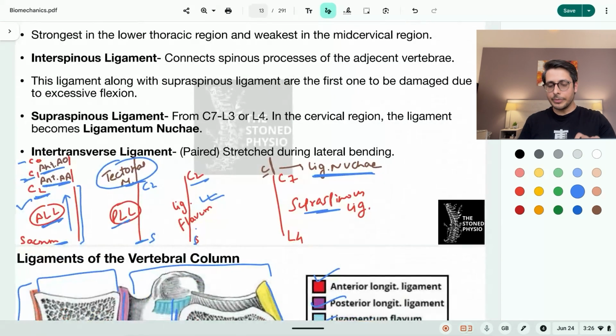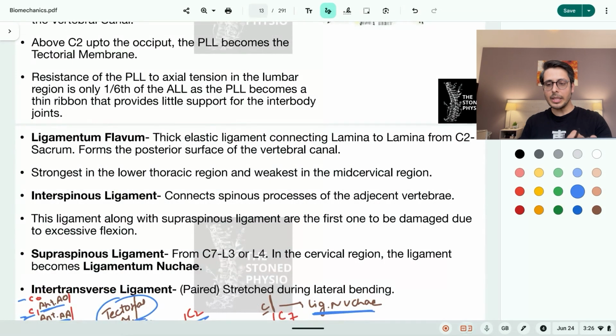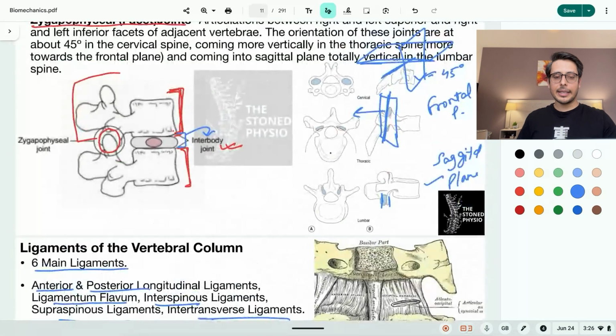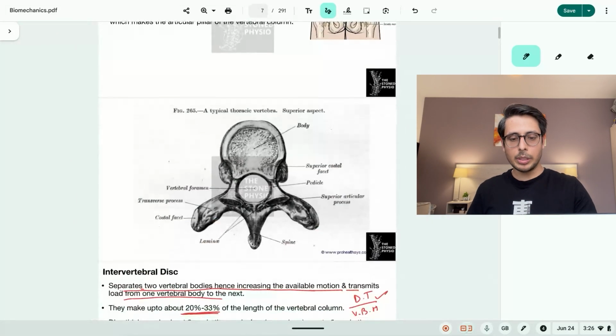Okay, now we left the ligamentum flavum, which we can discuss here. It says the ligamentum flavum connects the lamina to lamina from C2 to sacrum. Okay, so what exactly is the lamina? As we discussed in the previous videos, we need to go a bit up for that.